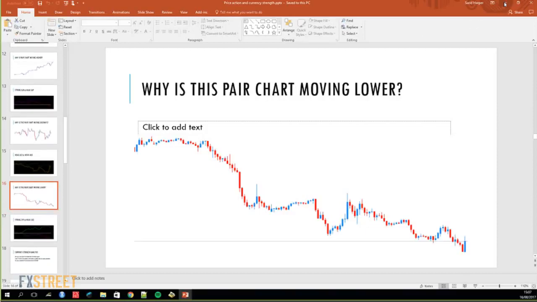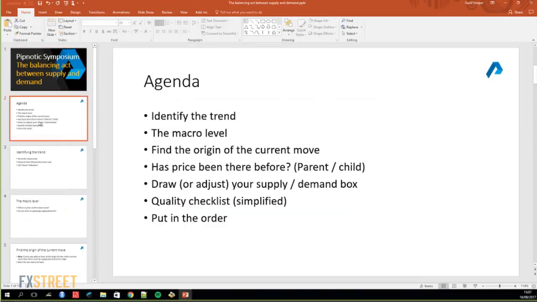So how do you spot this on the price chart? Identifying these nice price-sensitive areas is pretty simple, but there are a few rules that you have to pay attention to when you're qualifying these areas. Ideally, the best method is to do something pretty similar to this, where initially we identify the trend: is price on the macro level moving higher or is it moving lower? Then you want to find the origin of the current leg of a move.